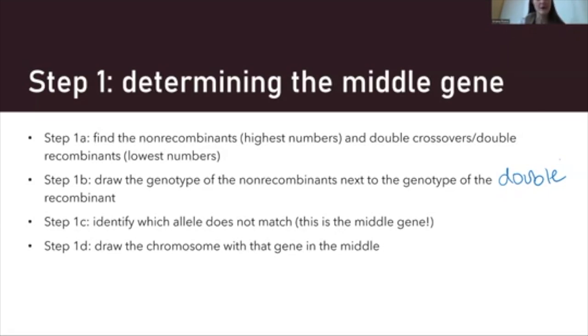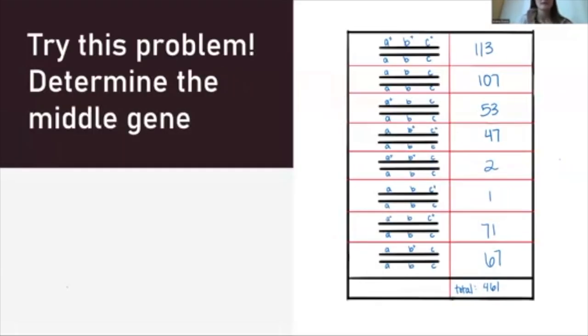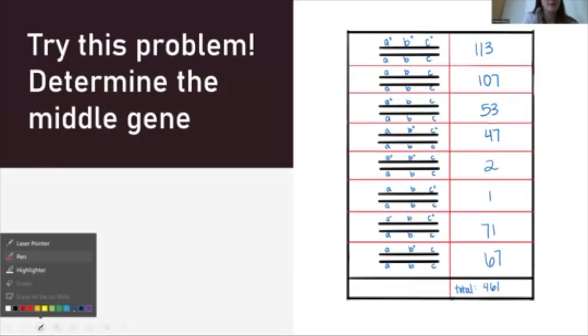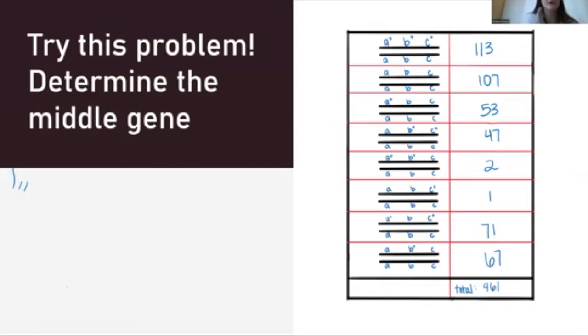Let's go ahead and try step 1. So we're going to first determine the middle gene given this chart. Let's run through our steps. Step 1, we're just going to find our biggest numbers and our smallest numbers. My biggest numbers are right here, 113 and 107, and that's my non-recombinants.